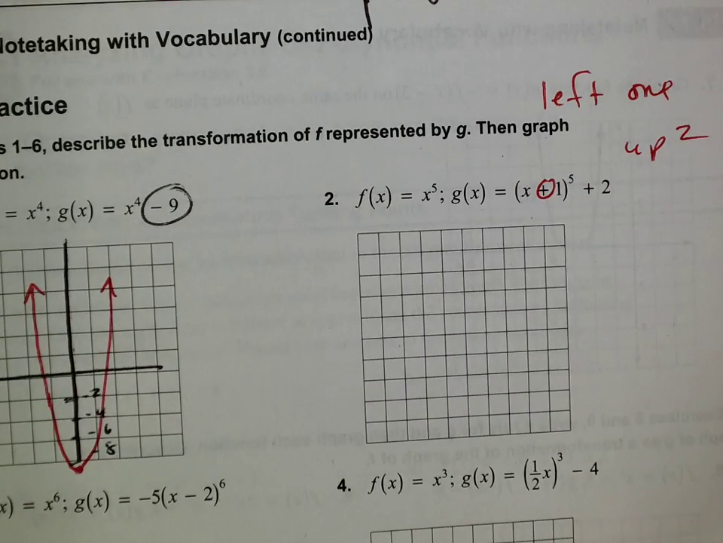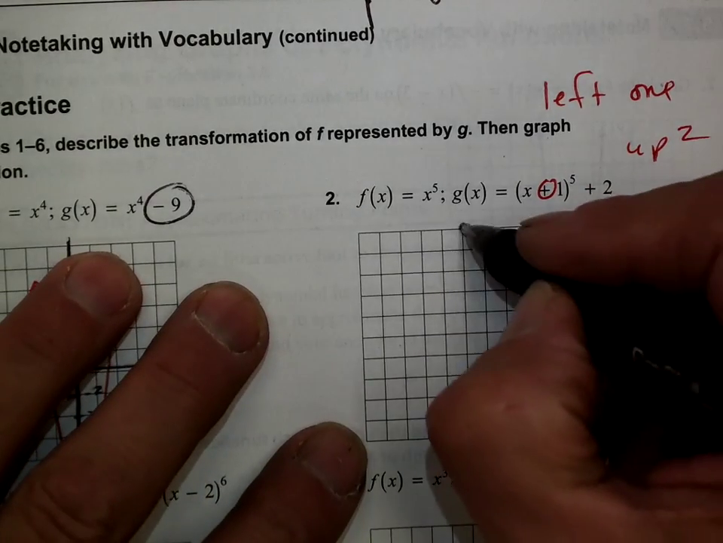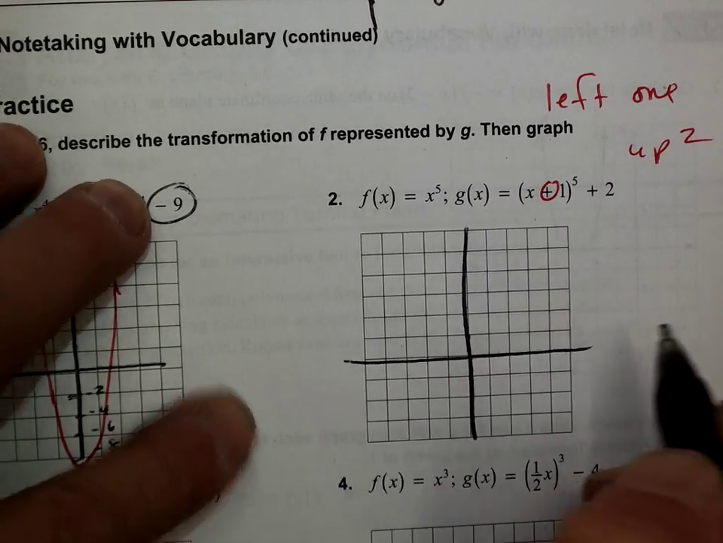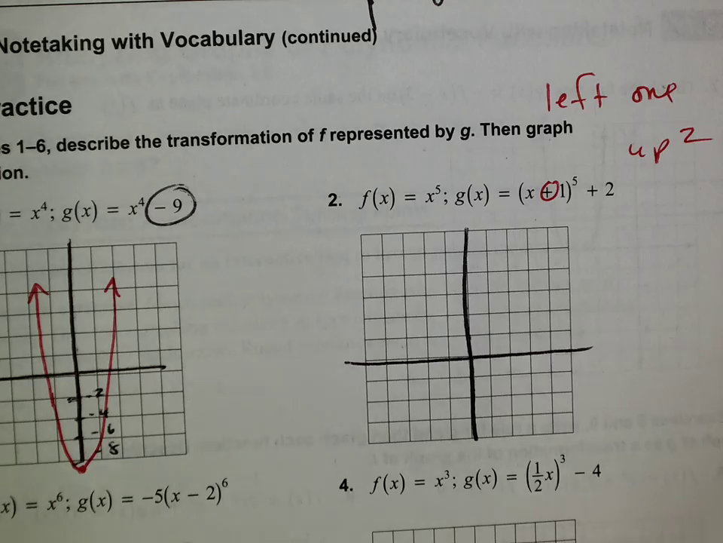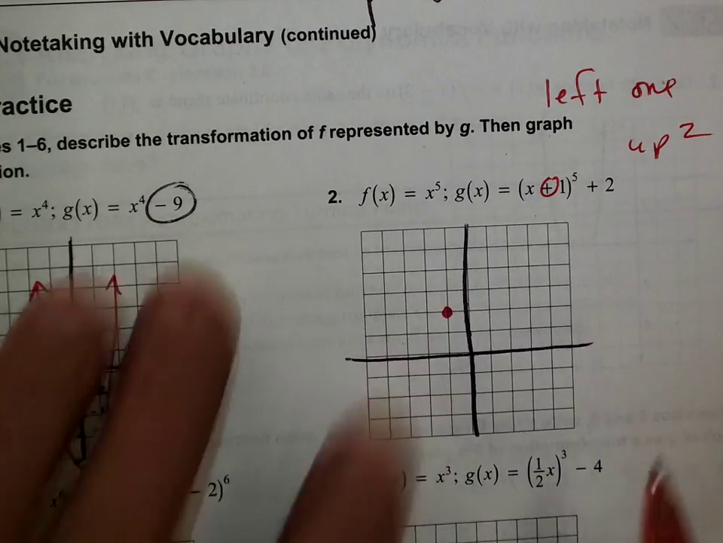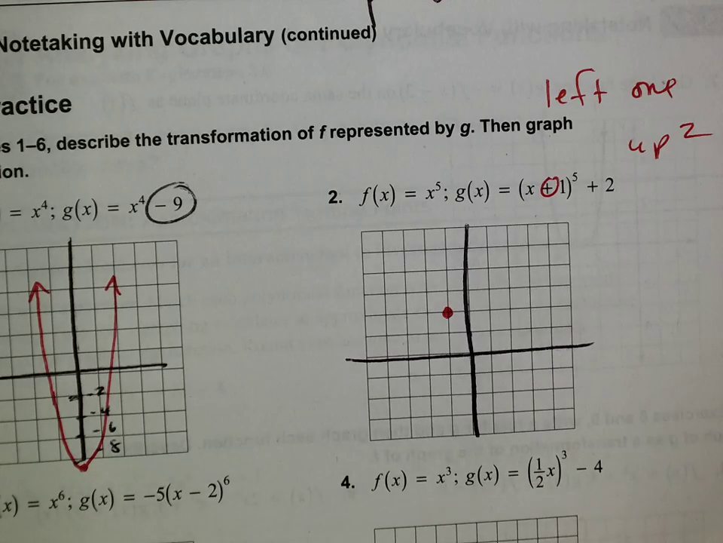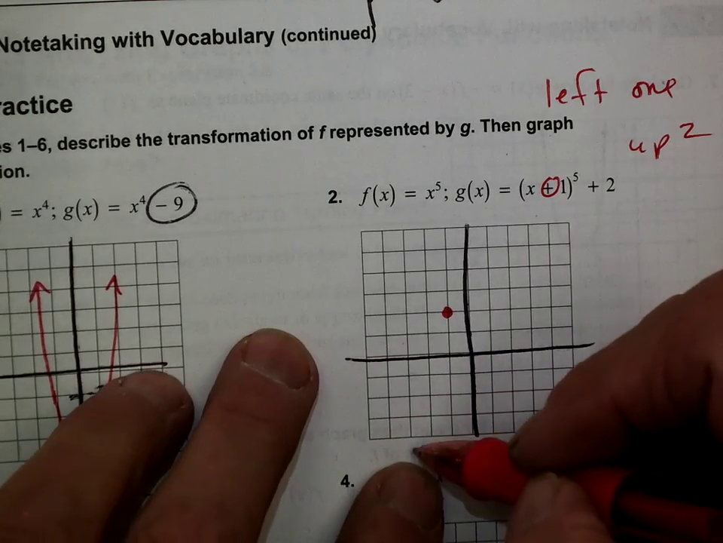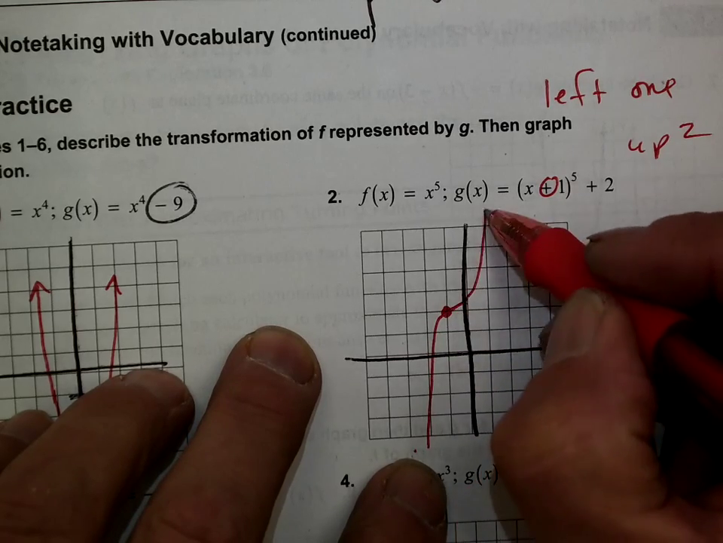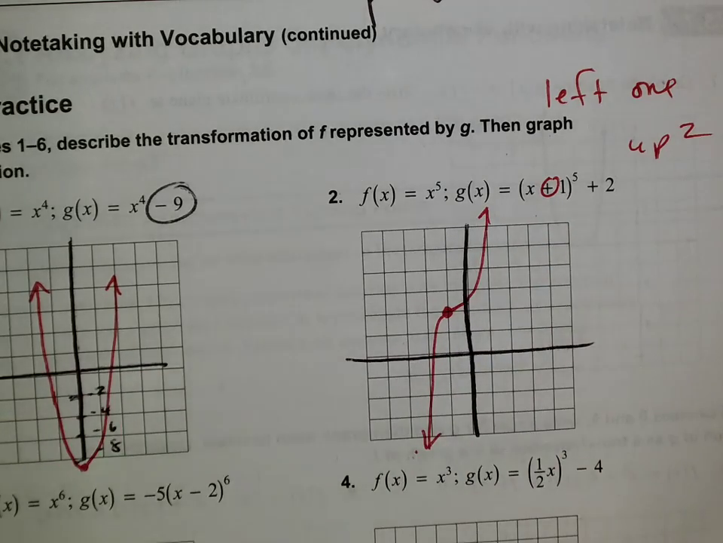So I'm going to move this inflection point over 1 and up 2. So I'm going to put my axes in. Okay. My axes in. And I'm going to take and put my inflection point right there. Okay, so take my inflection point and put it there, and I know the shape looks something like that. Okay, I moved it left 1 and up 2.